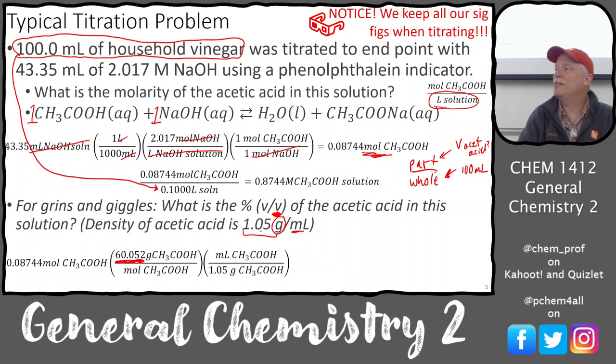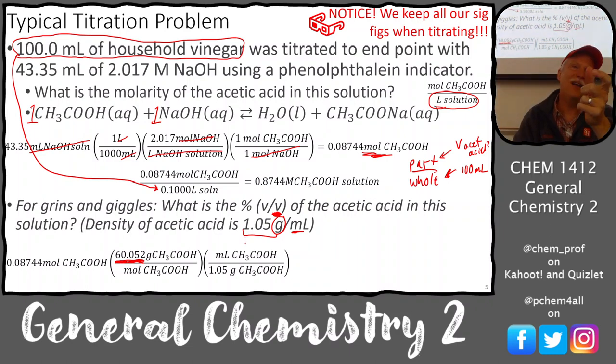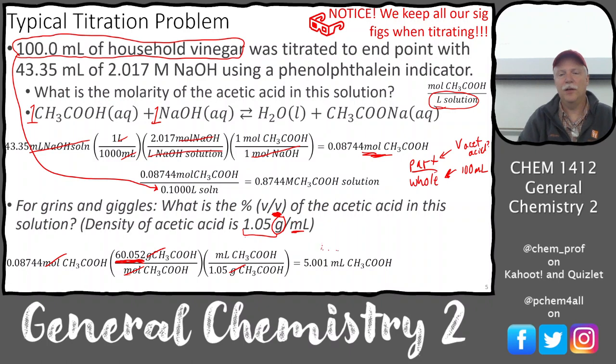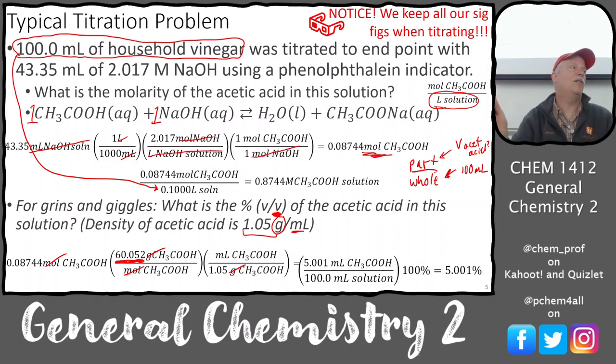Now, this density limits my precision, doesn't it? It's a junky number because it only has 3 sig figs. I might try to find a more precise source for the density of acetic acid, but if I can't, then this is the best I can do, so we'll go ahead and use it as is. Now my moles are gone, my grams are gone, and I have volume of acetic acid, which is 5.001 mils. Because of that three, I probably should just round to 3 sig figs. So that's my part. The 100 mils is the whole. I divide by the 100 mils, and I get 5% vinegar.